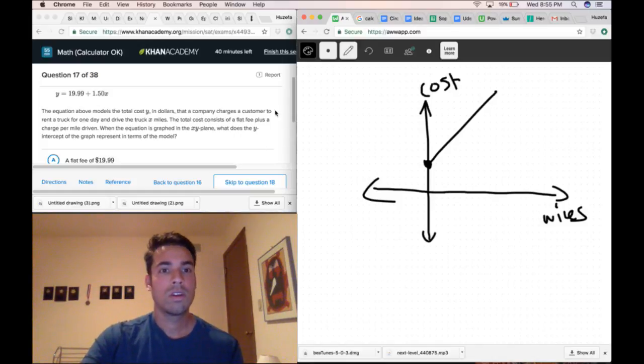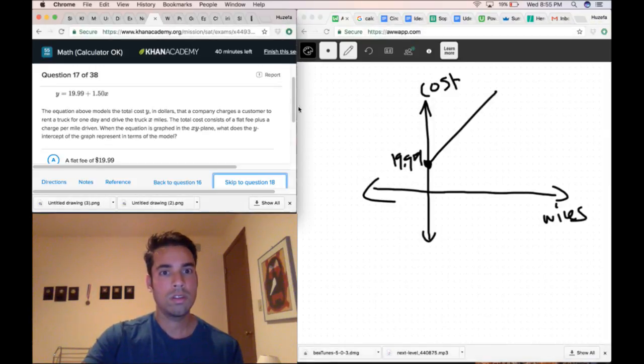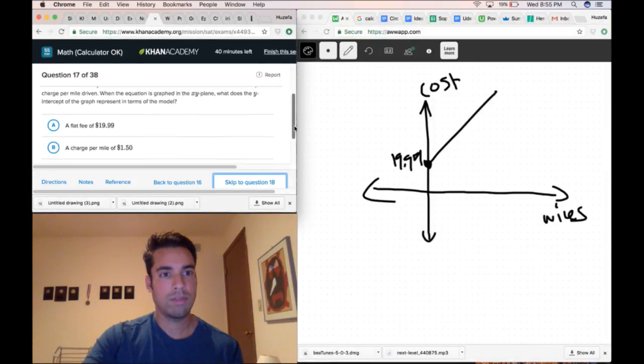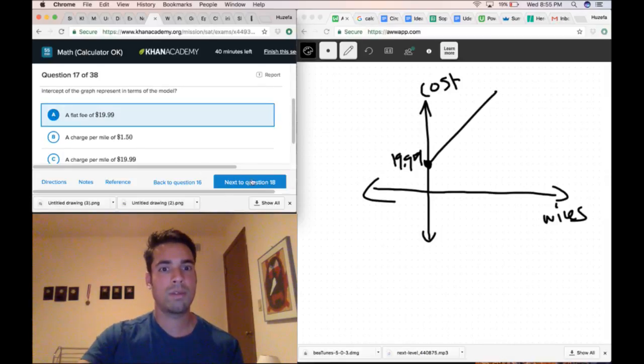X is 0, so that's going to be at 19.99. That's the y-intercept, and it is a flat fee of 19.99. It's that flat fee, no matter what. It doesn't change.